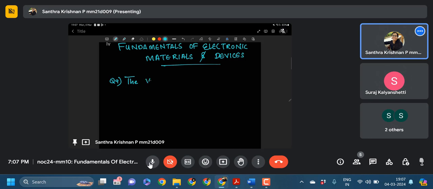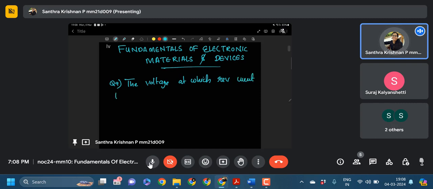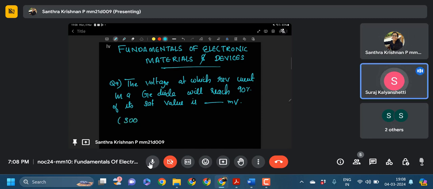So the voltage at which the reverse current in a germanium diode will reach 90 percentage of its saturation value is dash millivolts, they have asked, and we have to calculate it at 300 Kelvin. The voltage at which the reverse current is something with the reverse bias, right? That's what I understand.